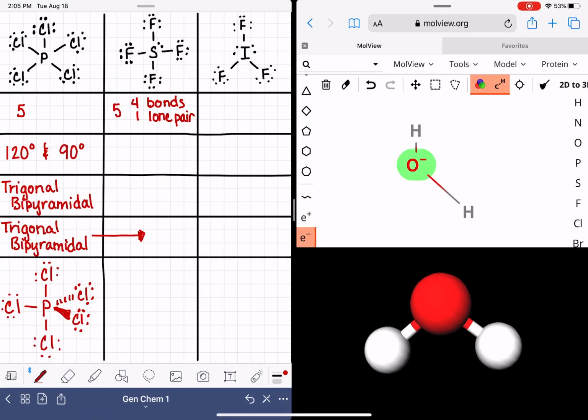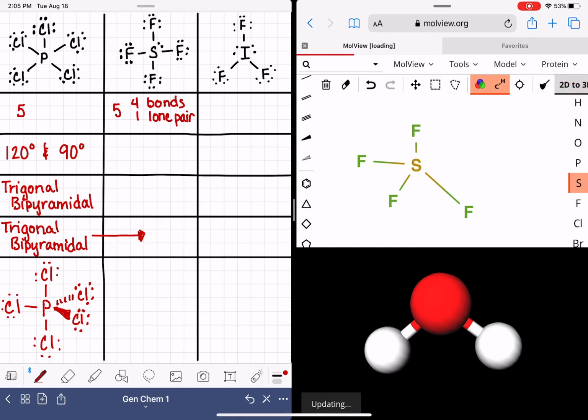Let's go back to mole view and let's actually model what SF4 looks like. So I'm changing my central atom to sulfur. I'm going to put some fluorines around the outside. I'm going to add a couple more fluorines to the mix and connect them with some bonds. I don't know why it just changed my central atom, but we can change it back, and let's go ahead and model this.